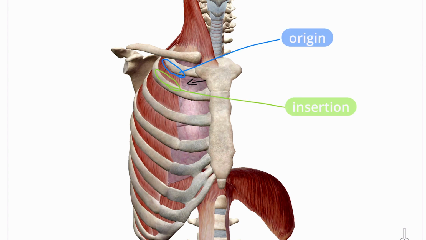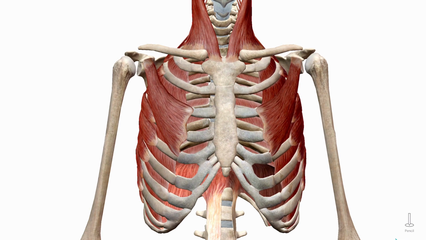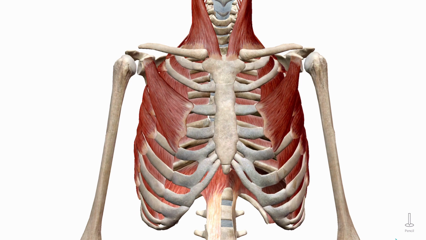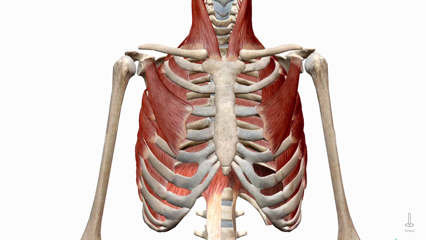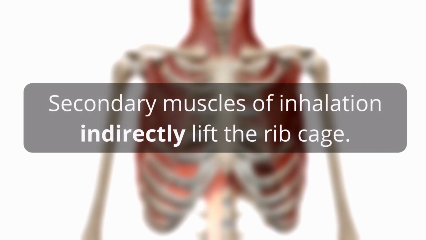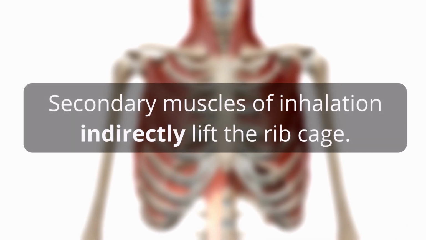So, when the external intercostals contract, they pull the rib below them up toward the rib above. This contraction is what facilitates the lift of the rib cage during inhalation. The diaphragm and the external intercostals are our primary muscles of inhalation. Now, let's talk briefly about the secondary muscles of inhalation. These muscles are secondary because they are not required for inhalation, but they indirectly elevate the rib cage.